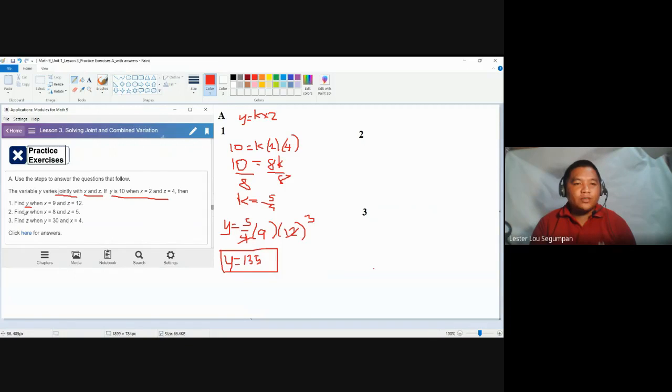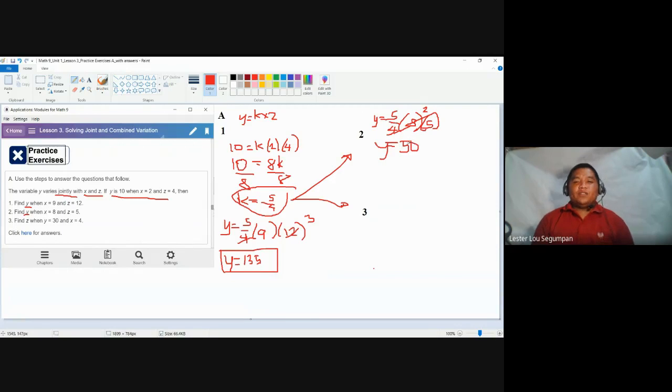To solve for number two, still we're asking for y. We are still going to use the k for the concept of proportionality. The same will go for number three because it's the same problem. So y is equal to 5/4 times x is 8 and z is 5. So again, 8 can be divided by 4, so you have 2. So 5 times 2 is 10, times 5. Y is 50. So y is 50 when x is 8 and z is 5.